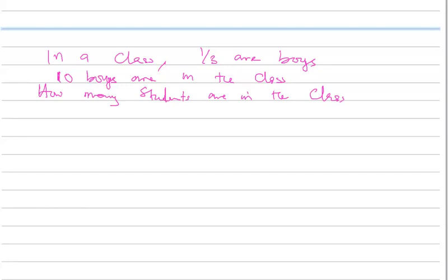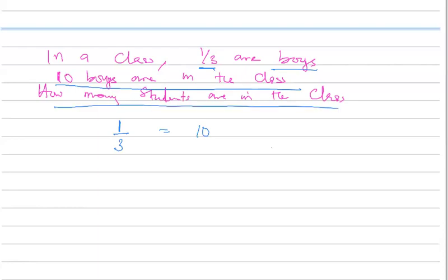So if they say 1/3 are boys in the class, that means 1/3 equals 10, because 1/3 are boys and 10 are boys too. So 1/3 is 10. If you want to find how many students are in the class, you must find 3 out of 3. So if 1/3 is 10 and you want 3 out of 3, just multiply 10 by 3. It's going to be 30.